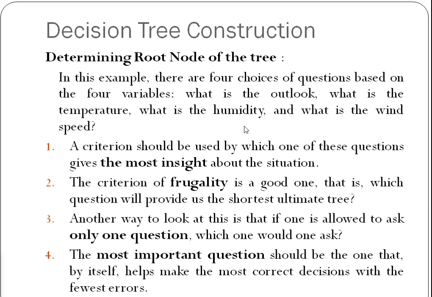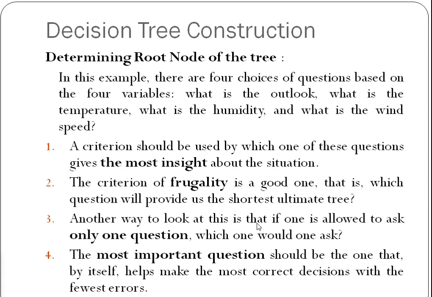If you have good knowledge about the domain where you are trying to implement the decision tree, you can select as per your knowledge. For example, I just gave a medical field. If any project is being done which deploys a decision tree, definitely BP and blood sugar would be the first questions that can be asked. Next, the criterion of frugality is a good one. Frugality means the structure should be very economical or optimal, that is, which question will provide us the shortest ultimate tree.